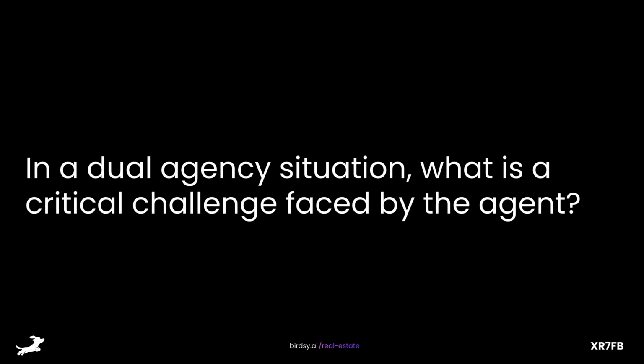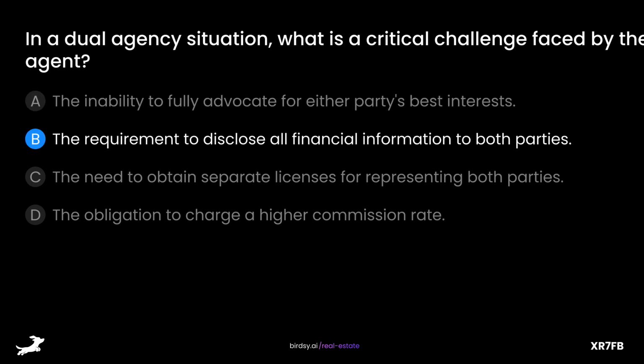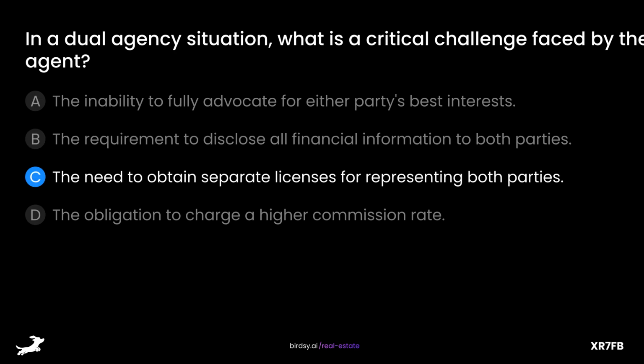In a dual agency situation, what is a critical challenge faced by the agent? Is it A, the inability to fully advocate for either party's best interests, B, the requirement to disclose all financial information to both parties, C, the need to obtain separate licenses for representing both parties, or D, the obligation to charge a higher commission rate?